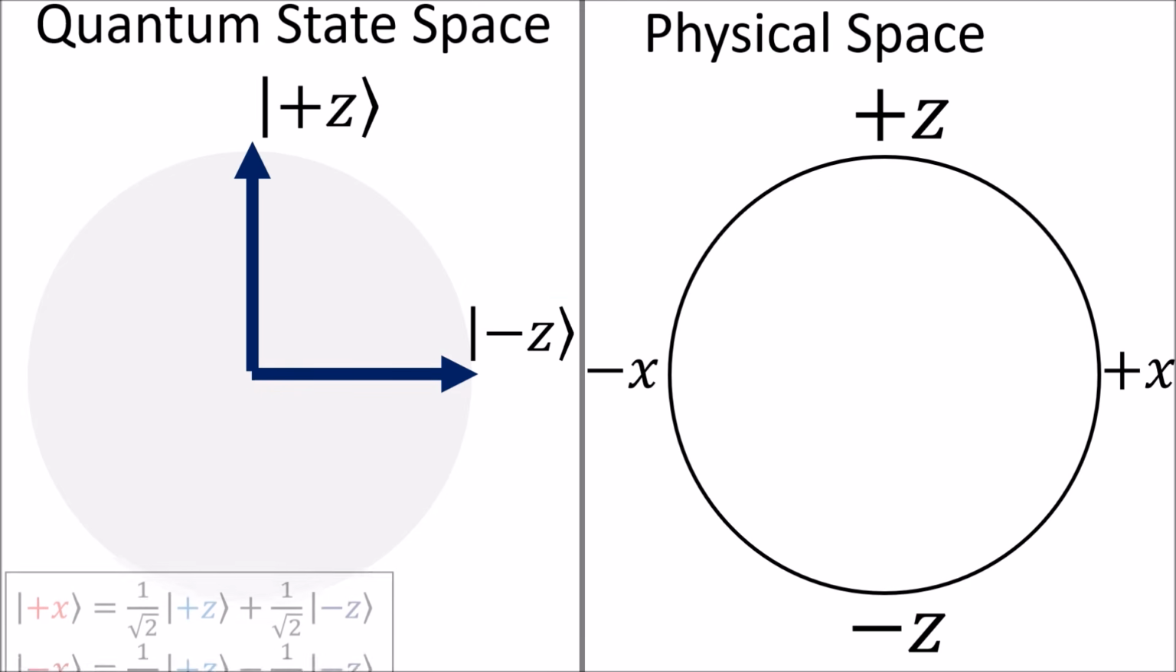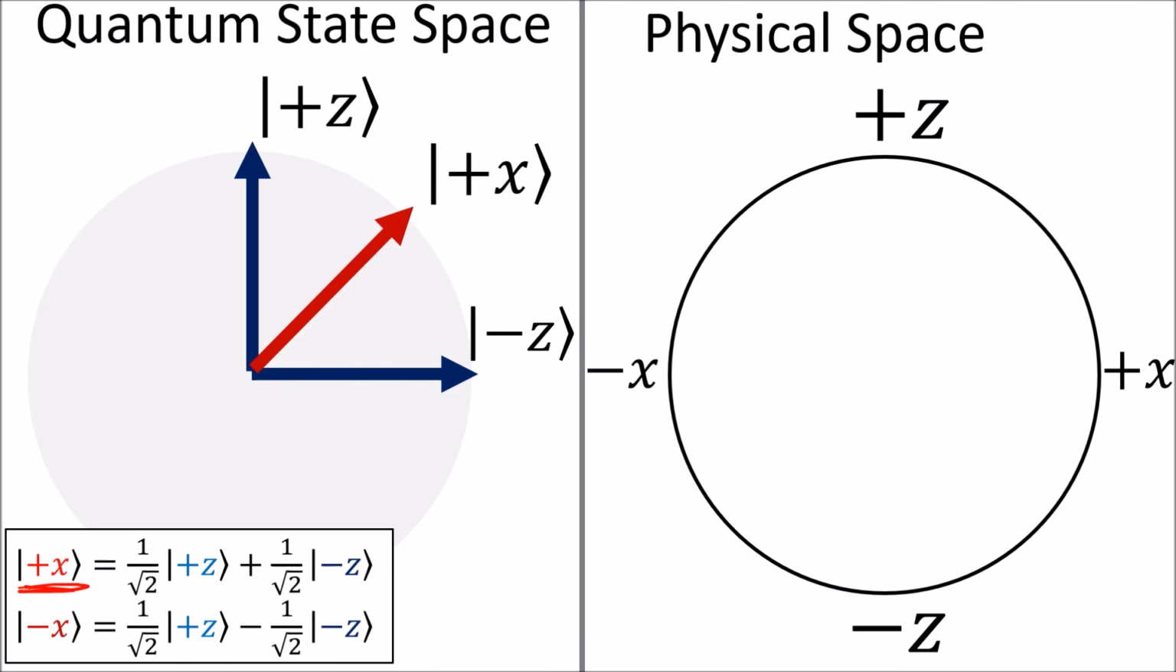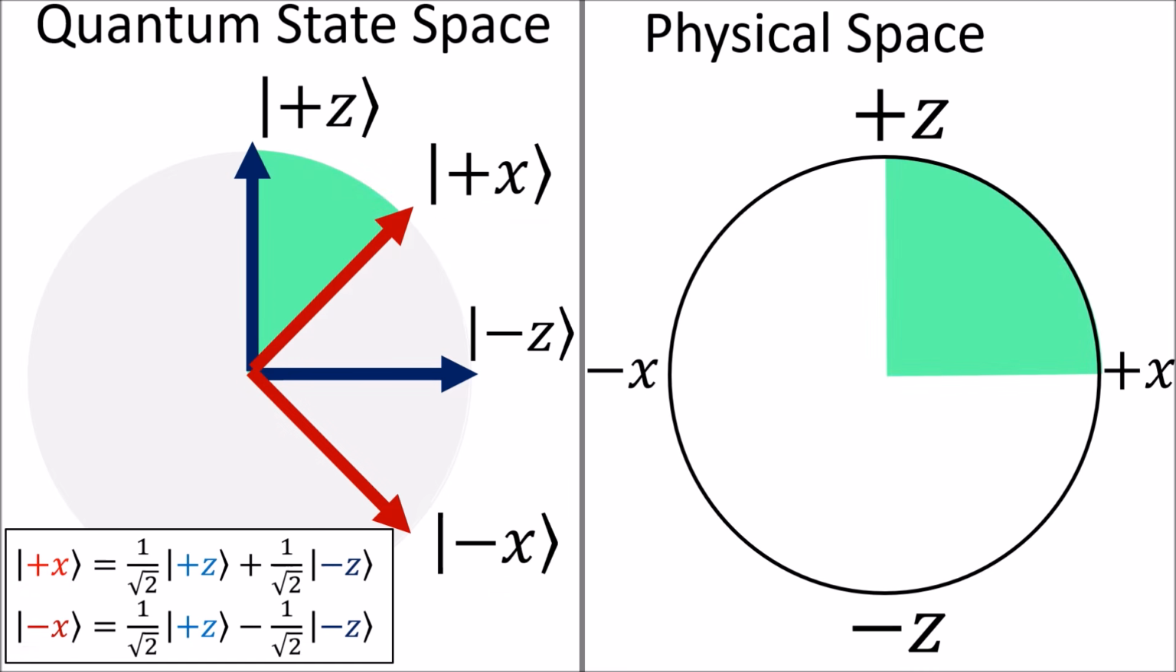Looking at our quantum spin space, the plus x and minus x states look like this. This continues with the expected angle doubling relationship with physical space, where a 45-degree turn in quantum spin space is a 90-degree turn in physical space.